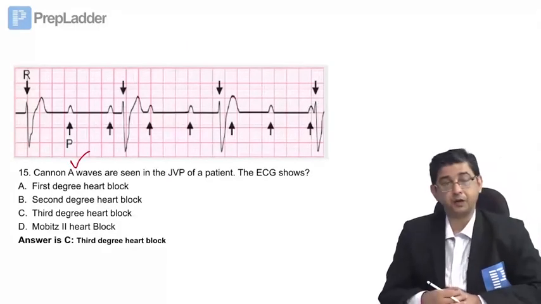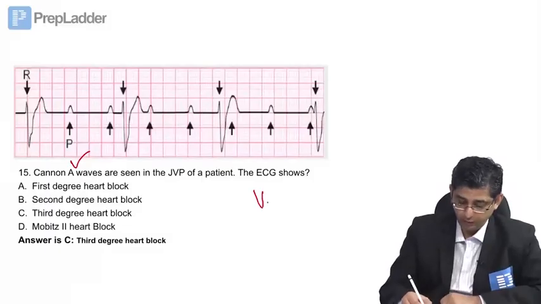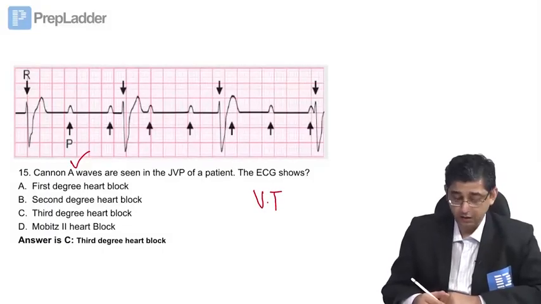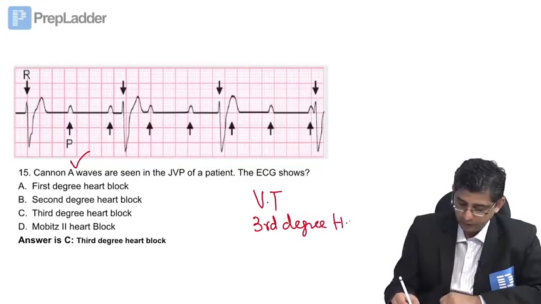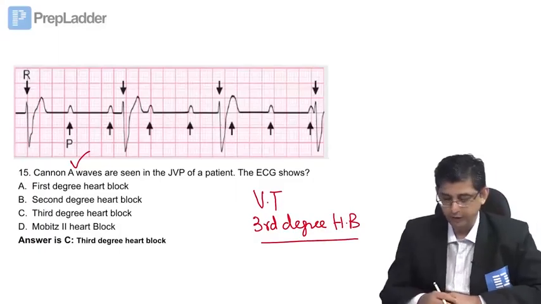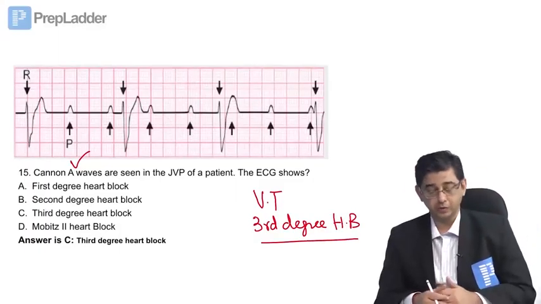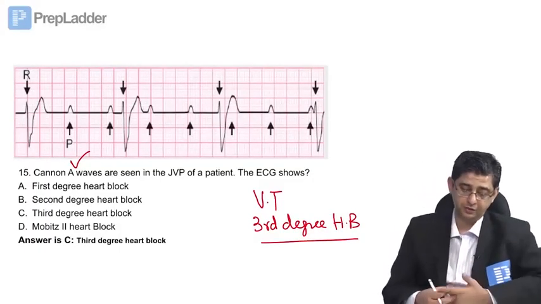Cannon A waves. Cannon A waves are seen in two topics, VT and second, Cannon A waves are seen in third degree heart block. Well, one thing is very clear, this ECG is not that of VT, so it must be a third degree heart block. So the question is giving you the right diagnosis right away.